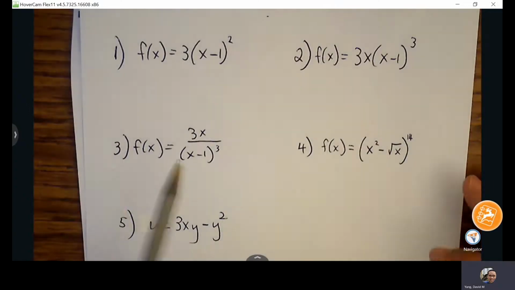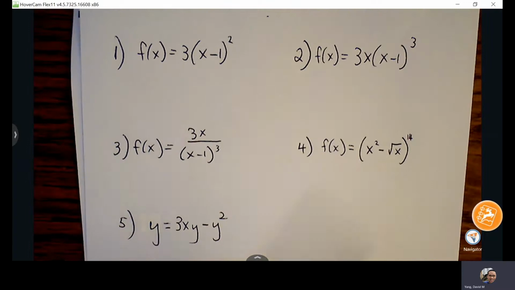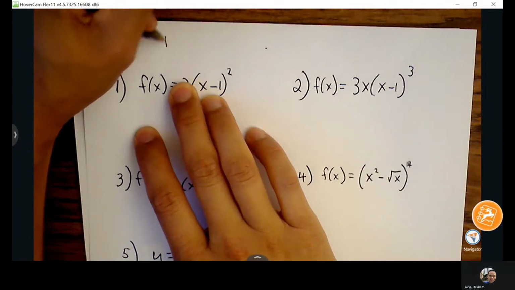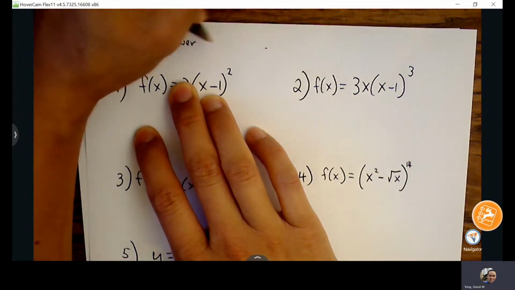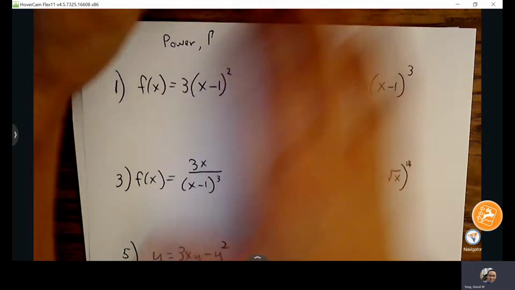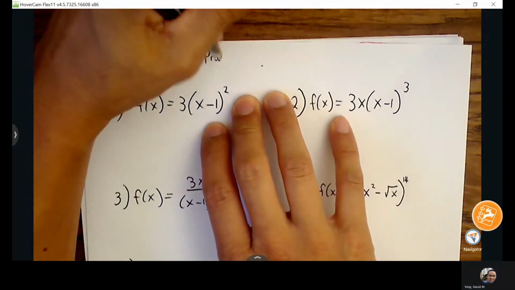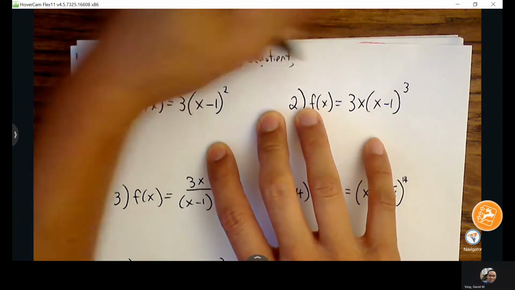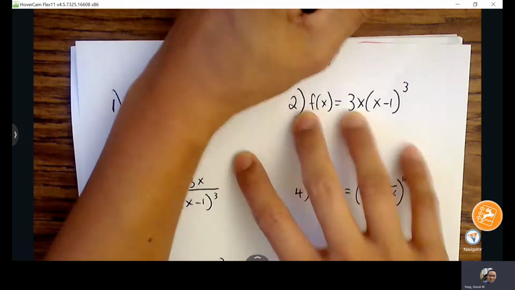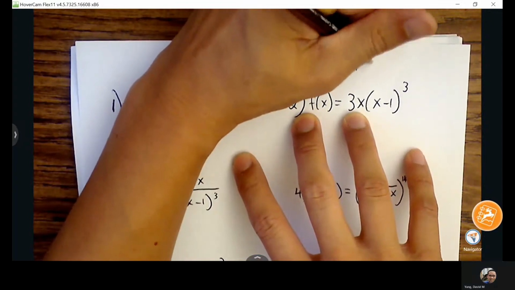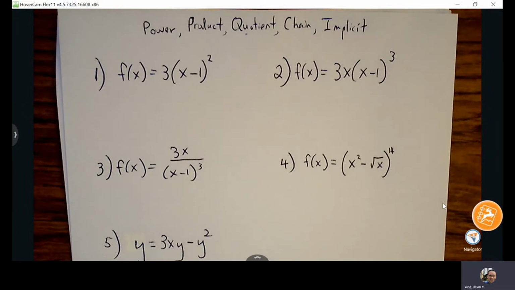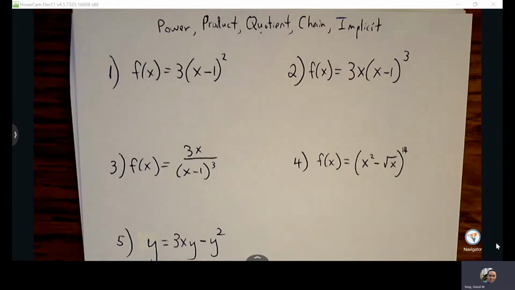So the first thing I want to do is look at these problems and be able to identify what rule or rules we are going to use. So here are the candidates. There's power rule, product rule, quotient rule, chain rule, and implicit. And sometimes you have problems that require more than one rule. Okay, so I purposely made these kind of similar looking so that we can help distinguish them.